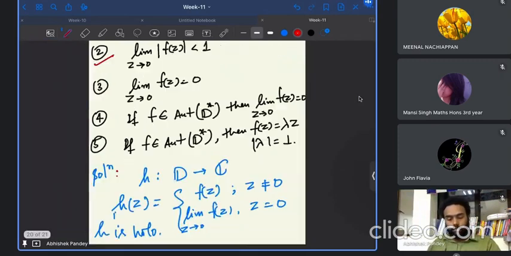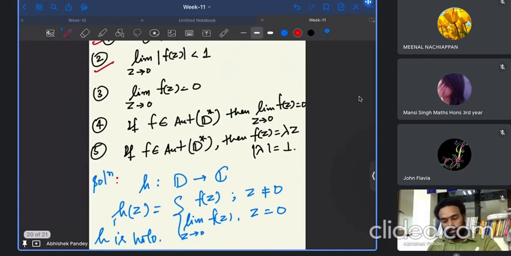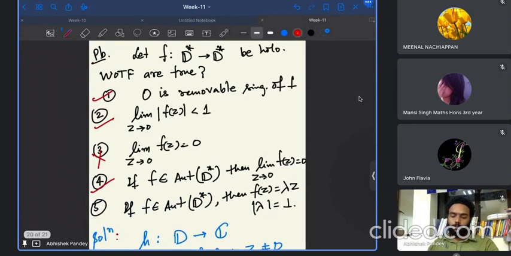Is it clear? So basically, this option is true. The third is false. This is not true for any holomorphic function. But if f is an automorphism of D star, then this is true. Is it clear? Yes, sir. Okay.